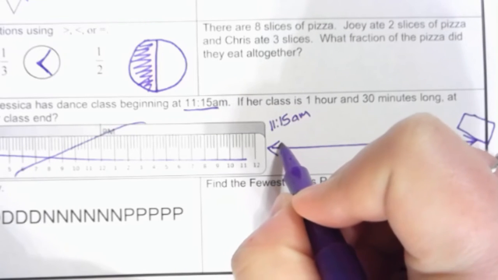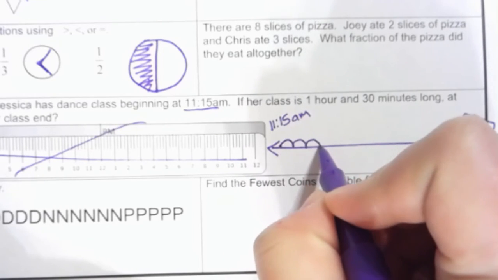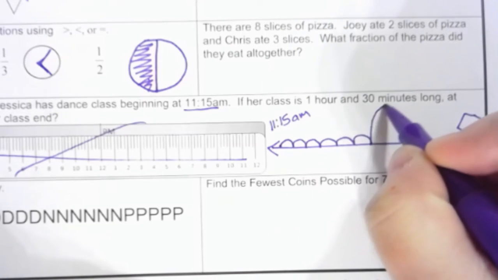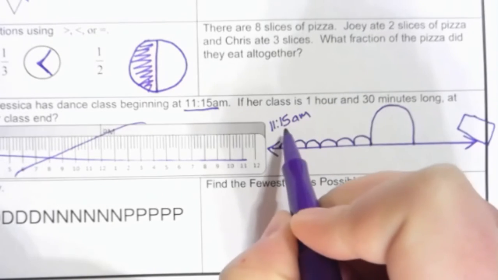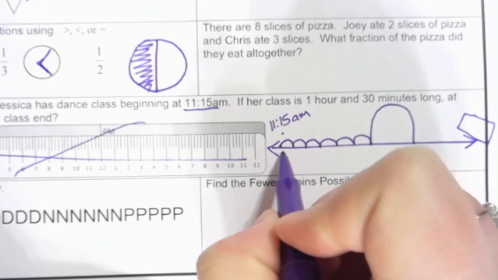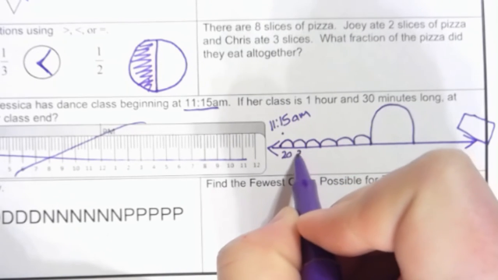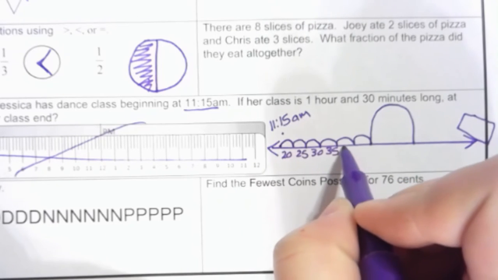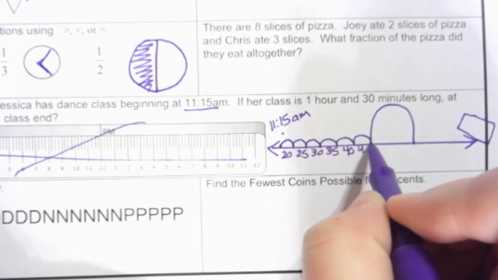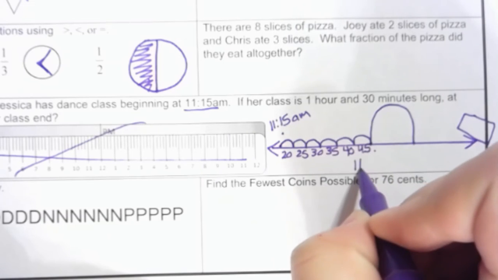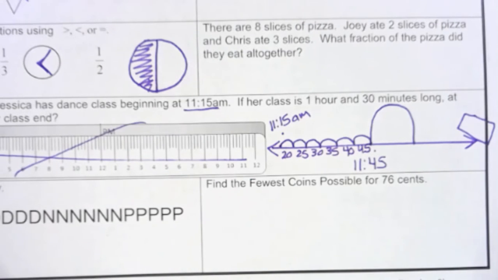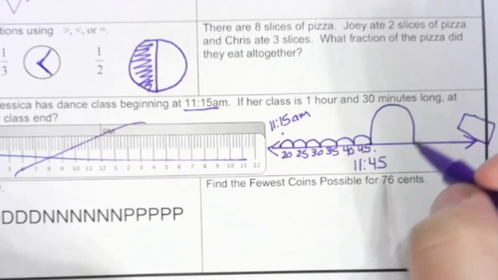We always start with minutes. 5, 10, 15, 20, 25, 30. And then we need a whole hour. What comes after 15 on the clock? 20, 25, 30, 35, 40, 45. Okay, 45. I made it to 11:45. Now I'm going to start working with my hours. What comes after 11? 12.